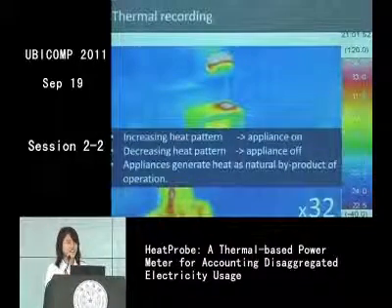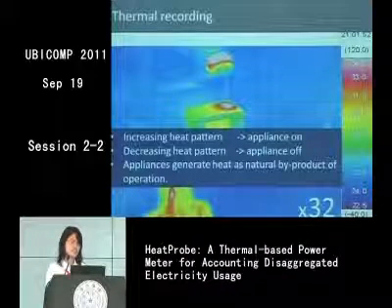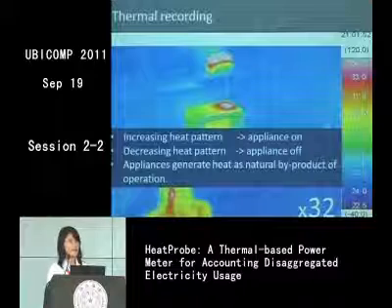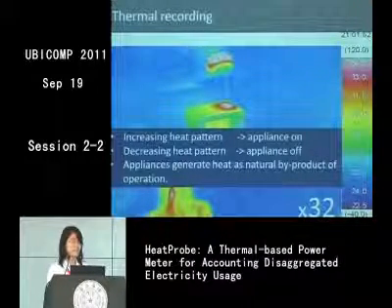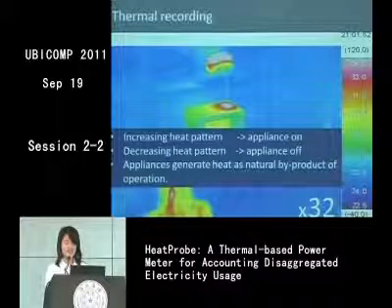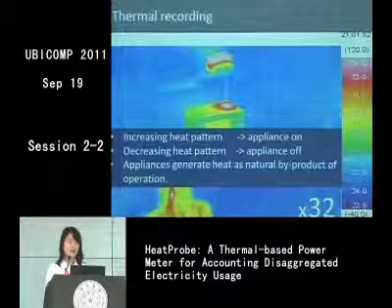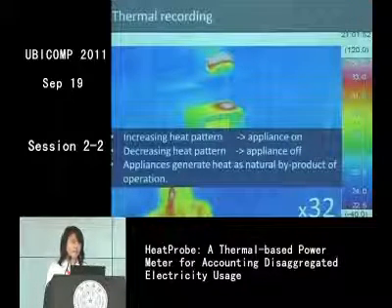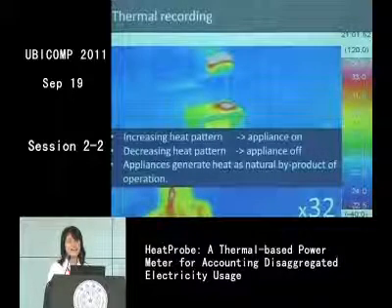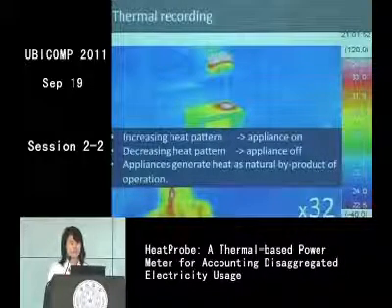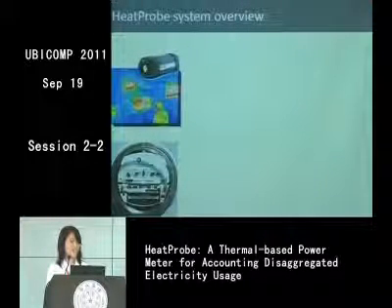From this clip, we can get an idea of how the system does inference. HeatProbe observes the increasing and decreasing heat patterns of appliance surfaces. An increasing heat pattern indicates that the appliance is being turned on. A decreasing heat pattern indicates that the appliance is being turned off. This thermal sensing method applies to almost all appliances, since almost all appliances generate heat as a natural byproduct of operation. Next, I'll give a step-by-step overview of the HeatProbe system.